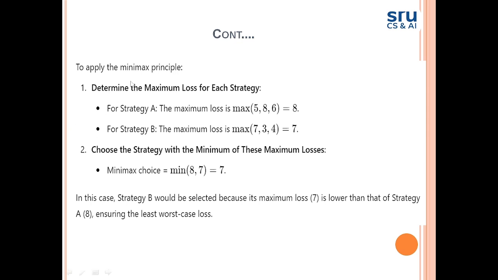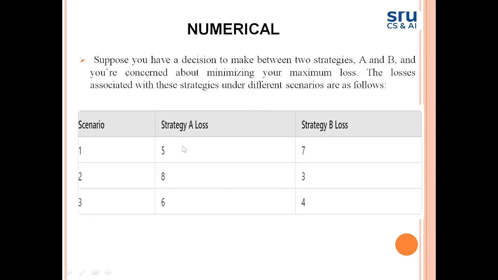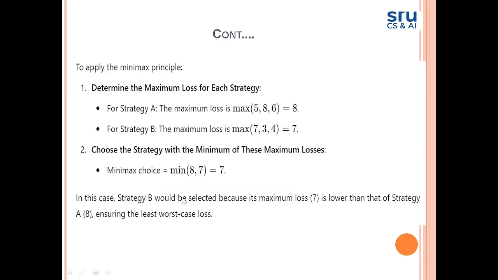Now we have to apply the min-max principle. So first of all, we have to determine the maximum loss for each strategy. For strategy A, we take the maximum loss, max of 5, 8, 6. So here we will get 8. For strategy B, the maximum loss is max of 7, 3, 4. We will get here 7.